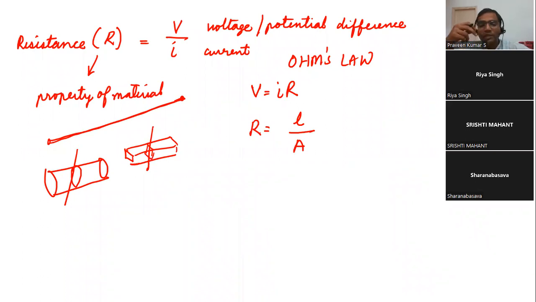So scientists have discovered that resistance is proportional to length. As length increases, resistance is increasing. But it is inversely proportional to the cross-sectional area. If the wire becomes thicker, resistance is coming down. And they have multiplied it with a constant called resistivity. This symbol is called rho. This is a Greek alphabet. It is rho. This is called resistivity.